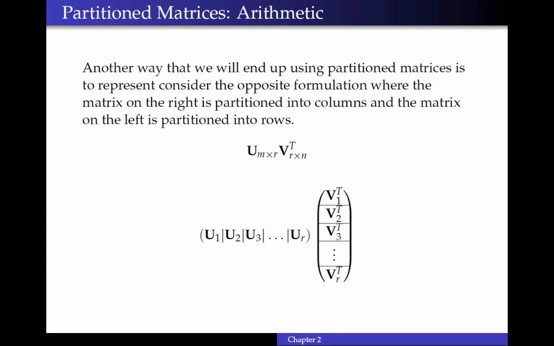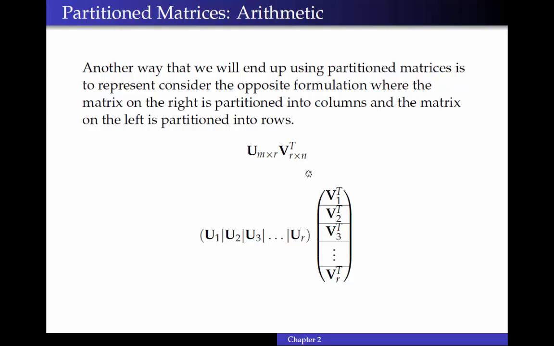Now, another way that we're going to end up using this is to represent that opposite formulation, where the matrix on the right is partitioned into columns, and the matrix on the left is partitioned into rows. So here I have some matrix U, that's M by R, and a matrix V transpose, which is R by N. And this is actually something that we're going to come across a lot. This comes out in factor analysis, the singular value decomposition, principal components analysis.